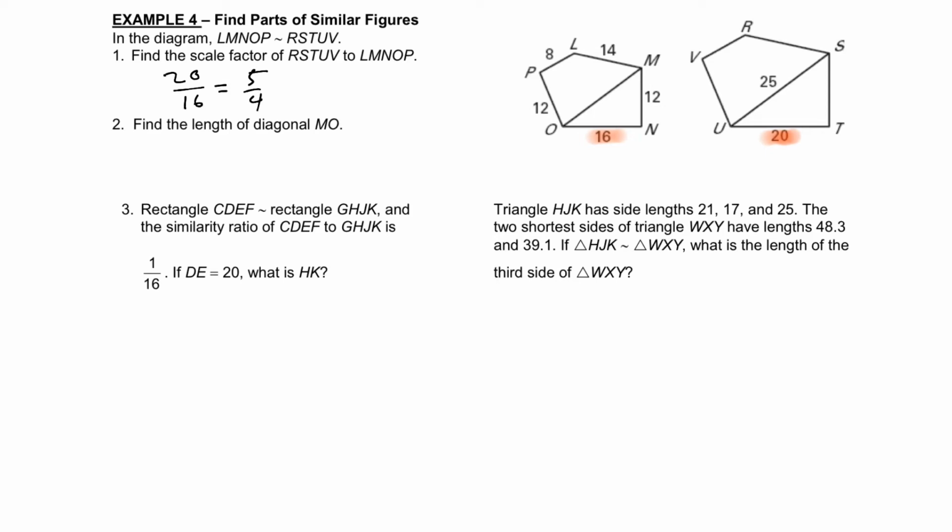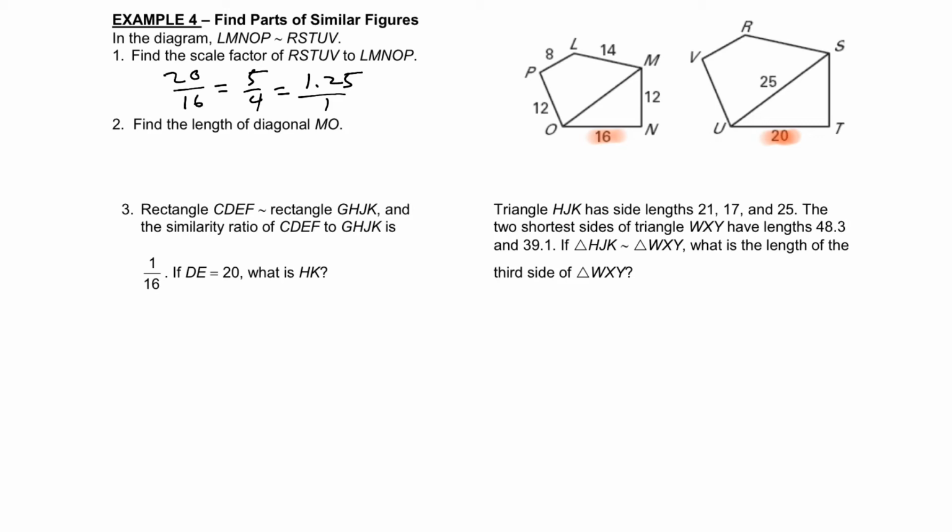Now, if you want to, you could even divide that out in your calculator. You could do 5 divided by 4, and that would give you 1.25, and then you could put that over 1. So you could also use that decimal form of the scale factor, which really means that the large pentagon is 1 1/4 times as large as the small one.